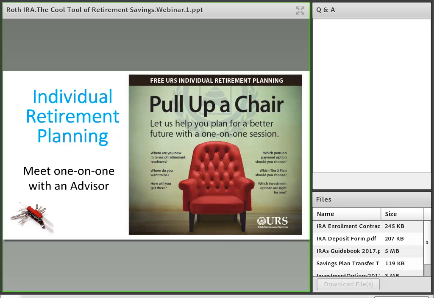All right. So for those of you who say, this sounds great, I'm a tier 1 member or a tier 2 member, and I've been working several years and I just want to see what it's going to look like in the future, put me in a time machine and let me see what the next 15 or 20 years looks like. You can do that. A couple of years ago here at URS, we started our one-on-one advising sessions, which we refer to as individual retirement planning sessions. You can meet with an advisor.